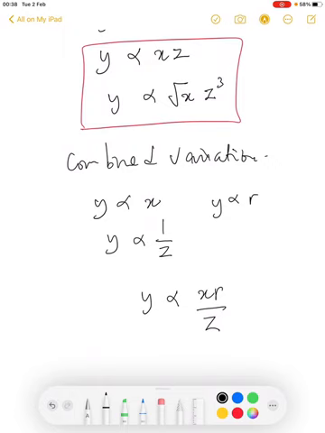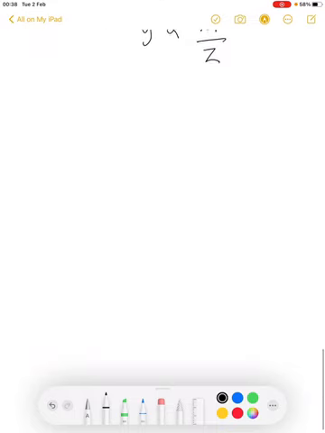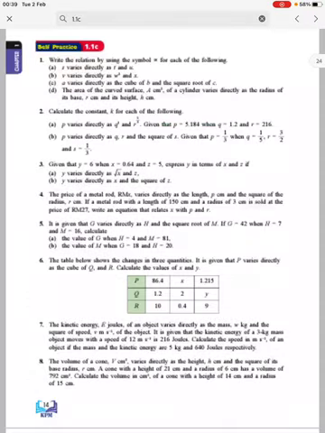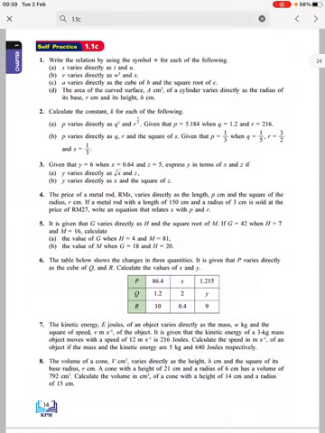So let's look at our homework. Self-practice 1.1C: write the relation by using the symbol proportional for each of the following. Okay, so A, B, C, D.